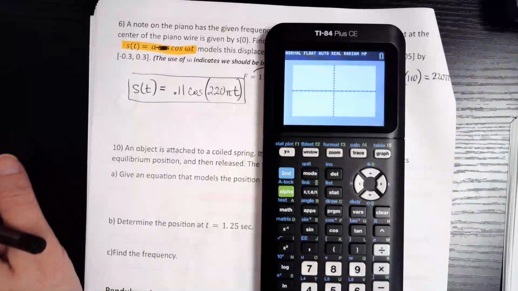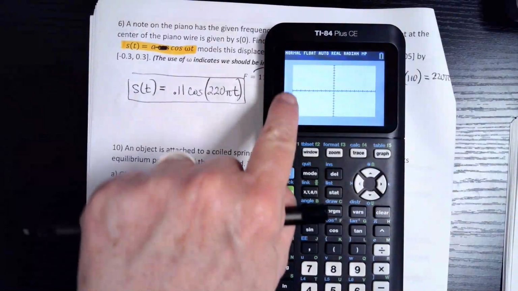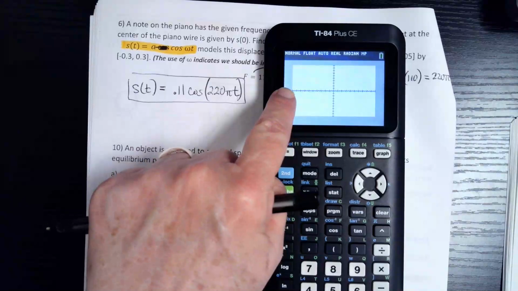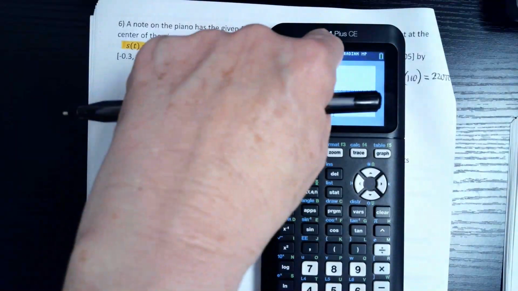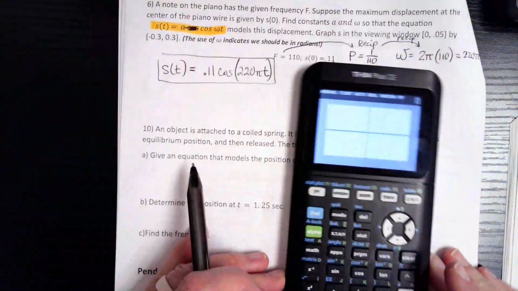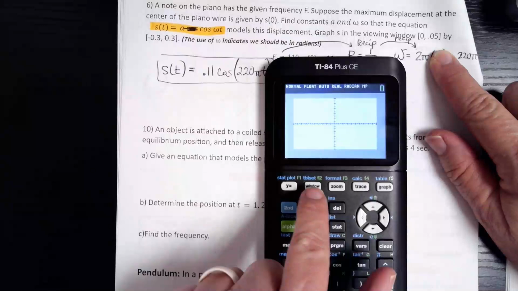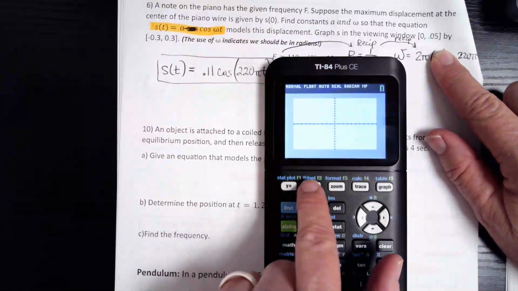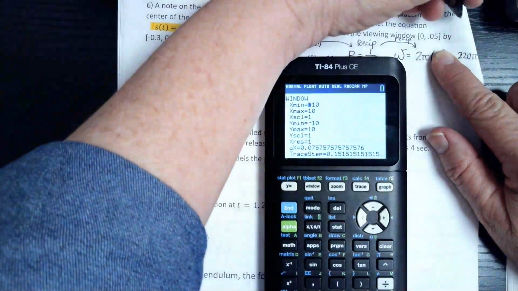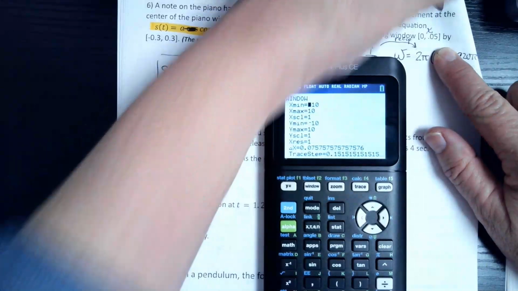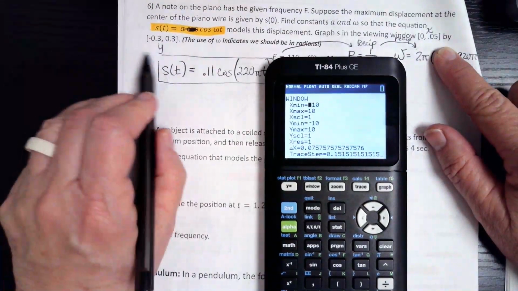But your calculator defaults to this. Take a look up here. Your calculator defaults the window from -10 to +10 on the x-axis, -10 to +10 on the y-axis. They want me to change that viewing window, and to do it, the window button is right next to the y equals. So this is my x domain, and this is my y values in that second one over here.